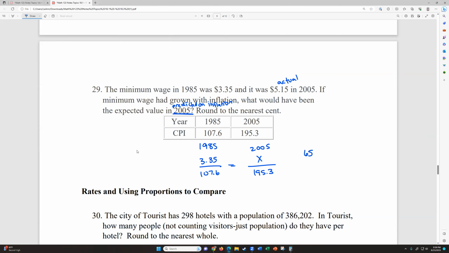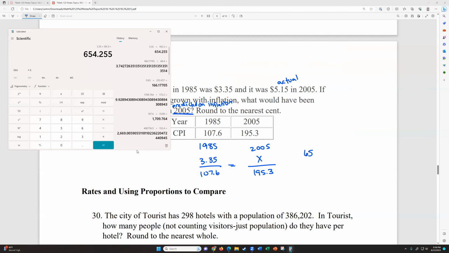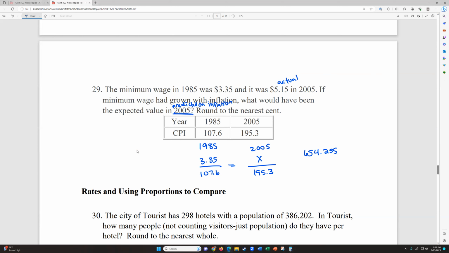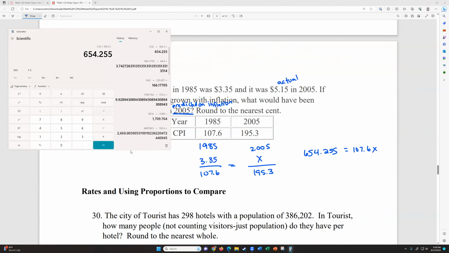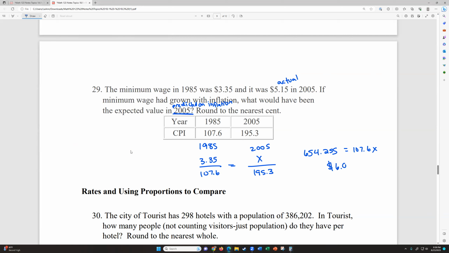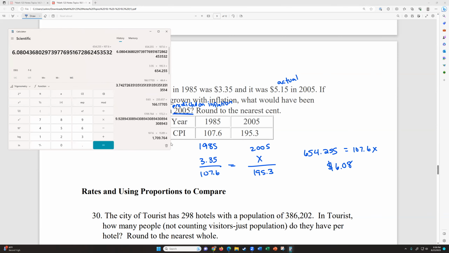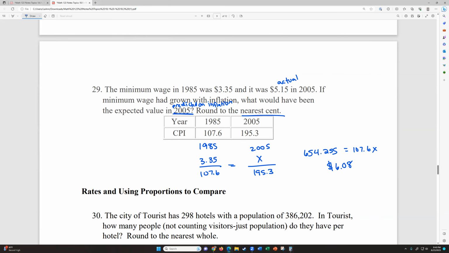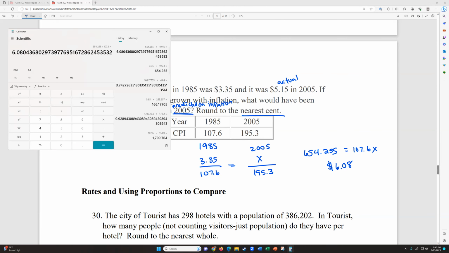So this is 654.255 equal to 107.6x. We'll divide by the 107.6, and I get about $6.08, because it does not have a number that would bump the 8 up, and we're going to the nearest cent. Now you think, well, how much difference is that?